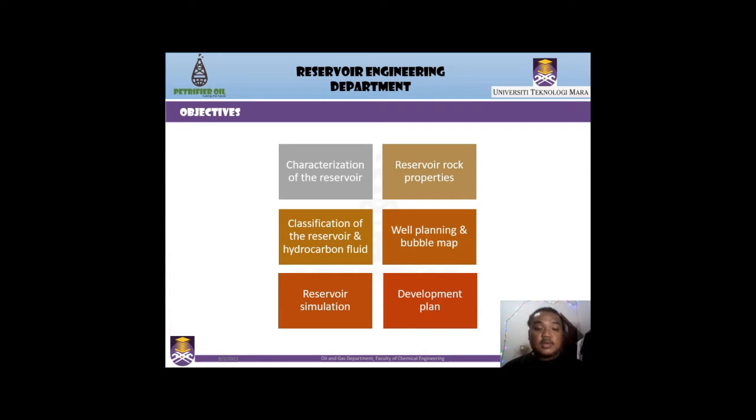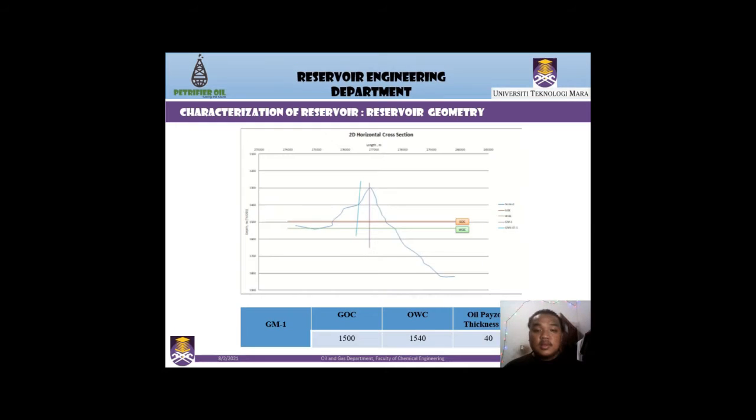These are the objectives that we should achieve at the end of this part. First one, characterization of the reservoir, reservoir properties, classification of reservoir and hydrocarbon fluid, well planning and bubble map, reservoir simulation, and development plan. In the characterization of reservoir, there are 5 elements that will determine the characterization of the reservoir. The first one, reservoir geometry, fluid, temperature, pressure gradient, and fluid contact.